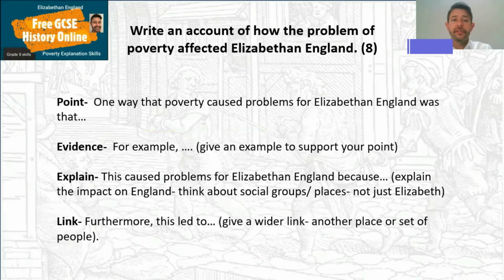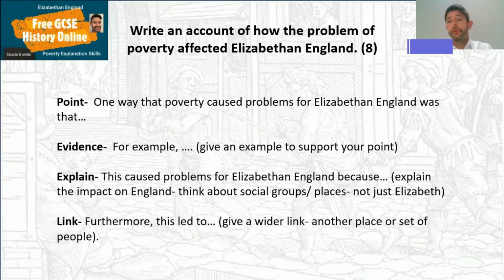So it will look a bit like this. One way that poverty caused problems for Elizabethan England was that, we introduce a problem, we give some evidence of that idea, the problem, and then we're going to think about how this caused problems for Elizabethan England. So this caused problems for Elizabethan England because we're going to explain about different social groups, different places that support that. It's not about Elizabeth, it's Elizabethan England. So furthermore, this led to, we could talk about other places perhaps.